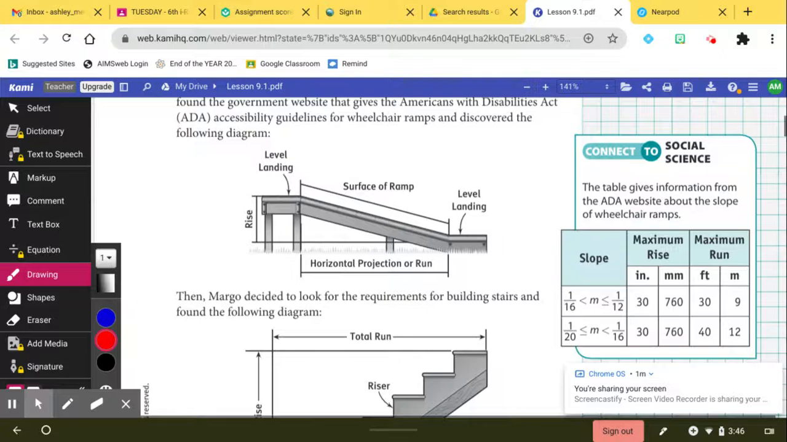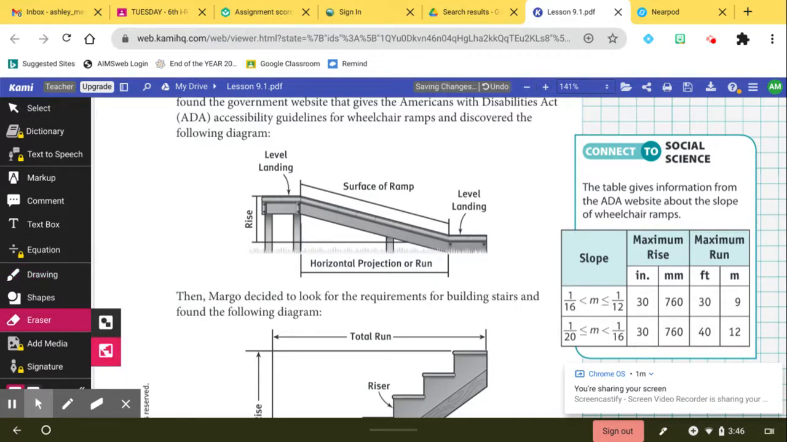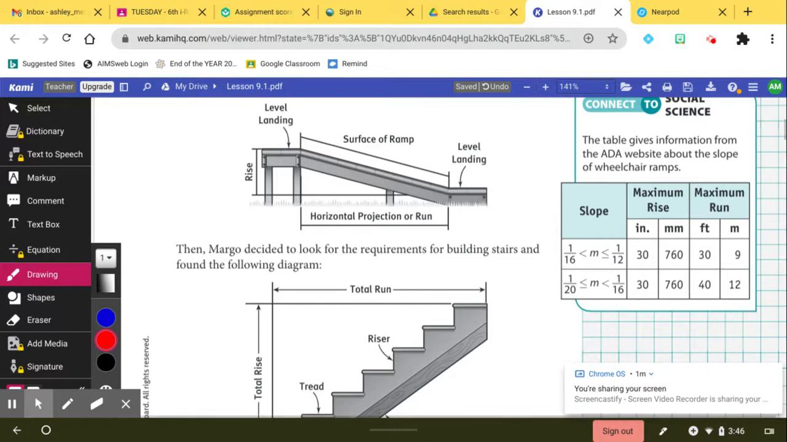We look over here, it says connect to social science. The table gives information from the ADA website about the slope of the wheelchair ramps. So the slope, the incline of the ramp or the decline of the ramp, has to be within a certain parameter. So the slope needs to be greater than 1/16th and then less than or equal to 1/12. And that would be the same for our decline.